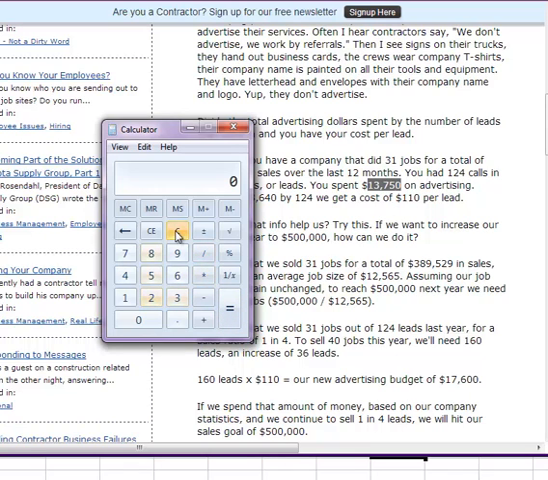So I have 50 divided by 575, which equals 0.08. It looks like 8 cents. So it looks like it cost me 8 cents for a lead. Let's just say that, 8 cents.